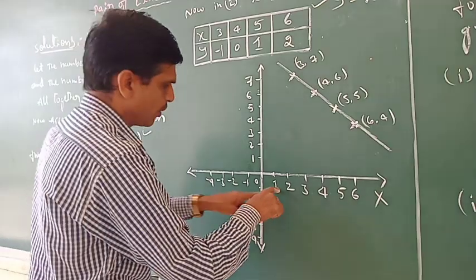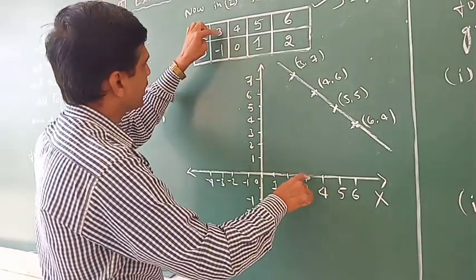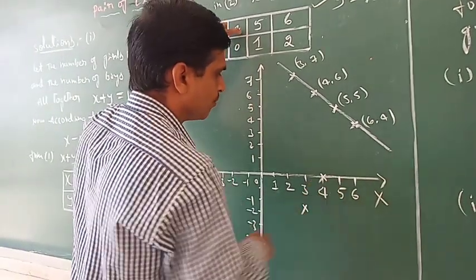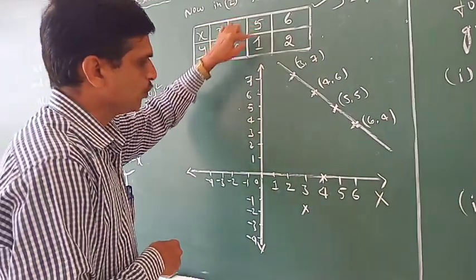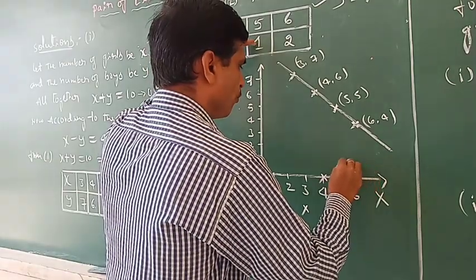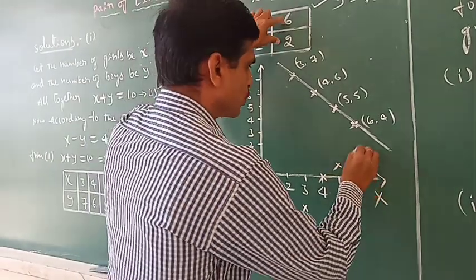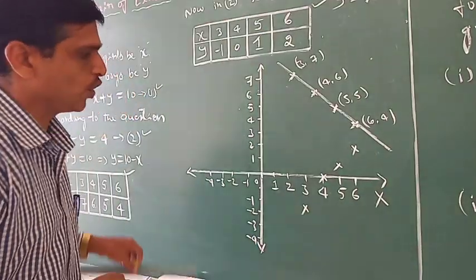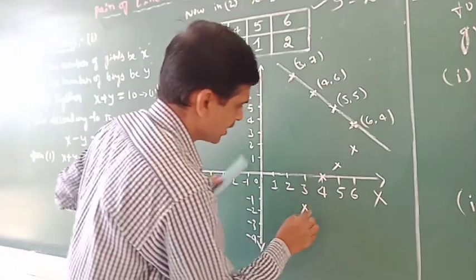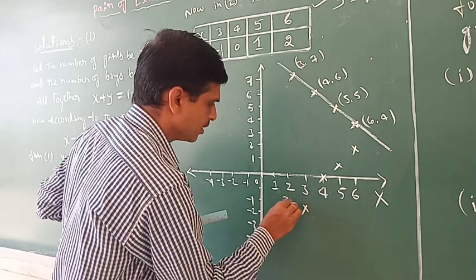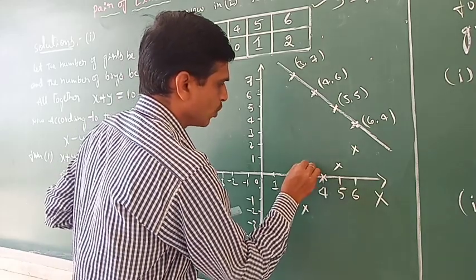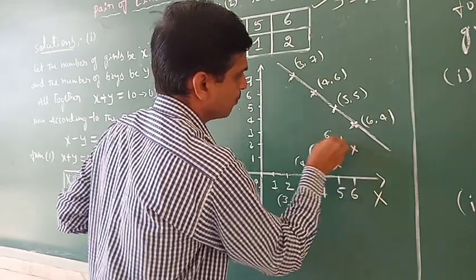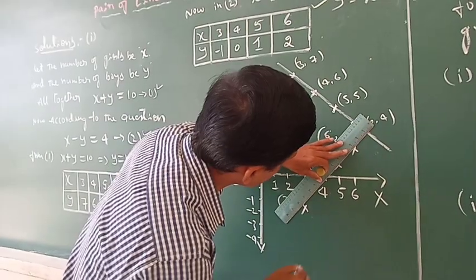So for this, here 1 it is minus 1. So here it is 3, 3 to minus 1. It comes like this. Okay, 4 to 0, 5 to 1, and 6 to 2, like this. Now try to join all these points. Consider the coordinate points: 3, minus 1, and 4, 0, and 5, 1, and 6, 2. Now try to join all these points.